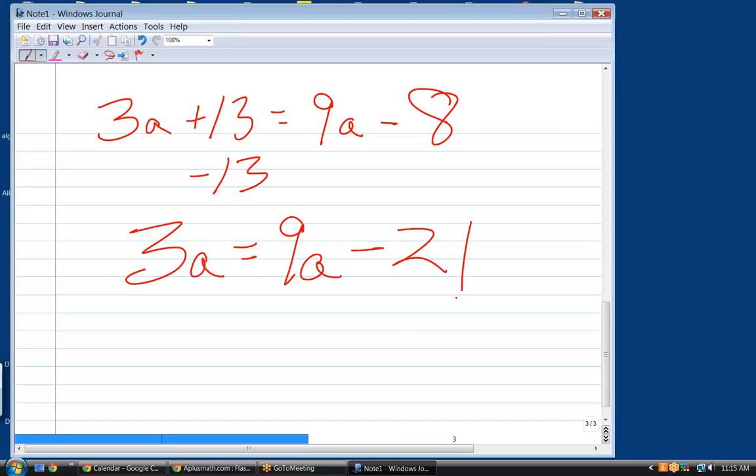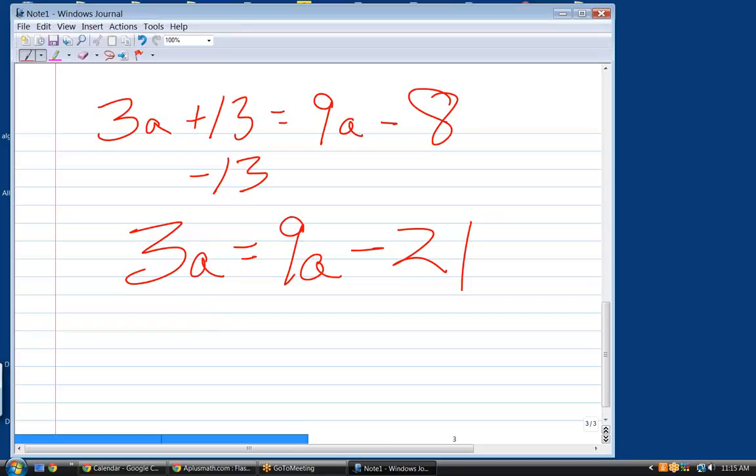Now what's the next step? There's always a step here where you want to gather like terms. That's exactly what the books call it, gather like terms. Well, we've got some a's and we've got some numbers. Not only do we want to gather like terms, we want to put all the terms with the variable in it on one side of the equation and everything with a number in it on the other.